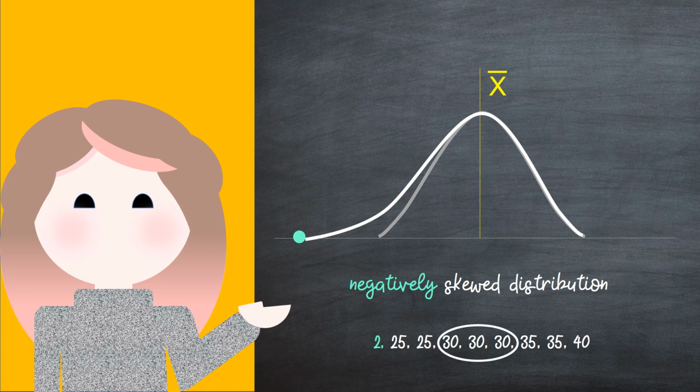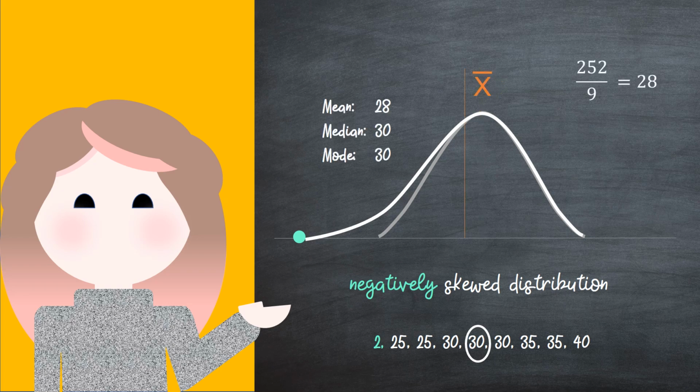Again, our most common score is still 30, and our middle score is also still 30, but this time our extreme low score of 2 drags our mean down.